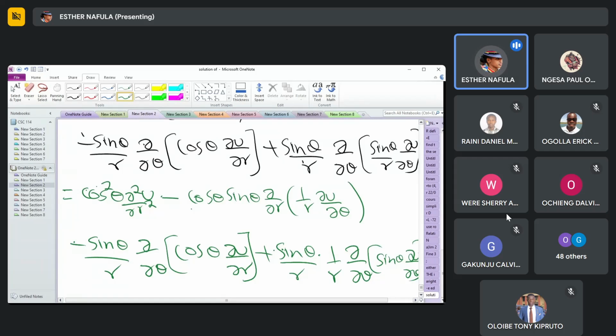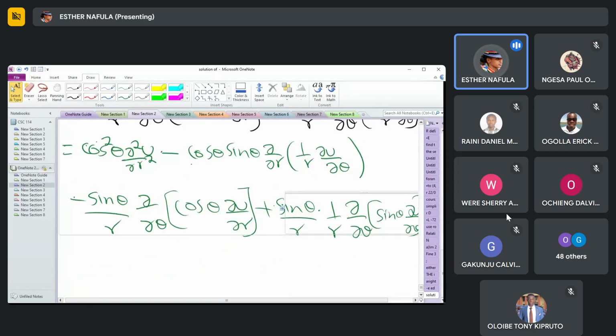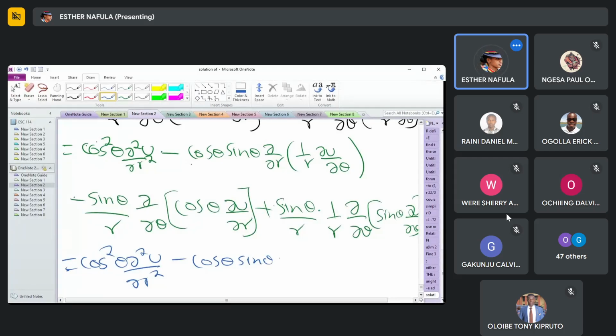If you apply product rule to the second bracket, what do you get? Maybe let me write down the first term first. So this is equal to cos squared theta partial squared u partial r squared minus cos theta sin theta. If you apply product rule, what do you get?